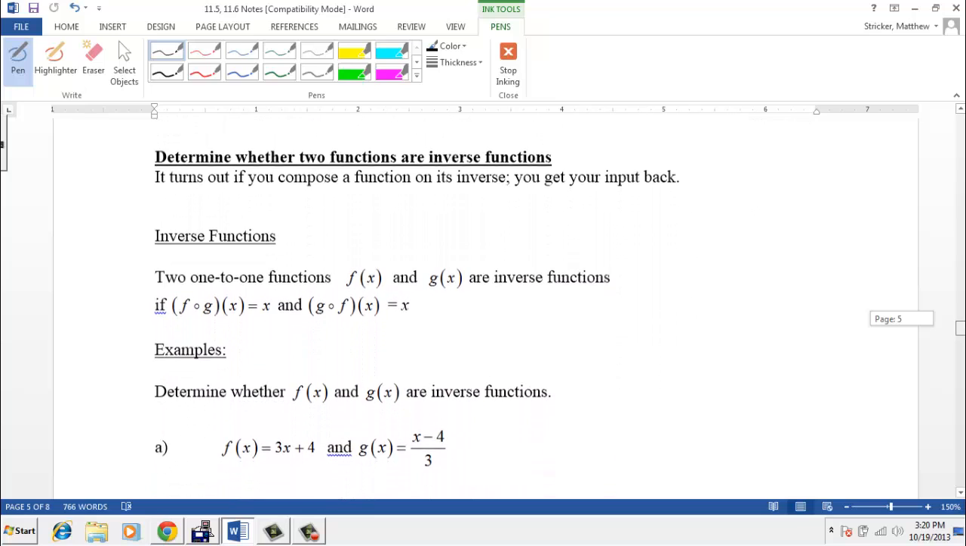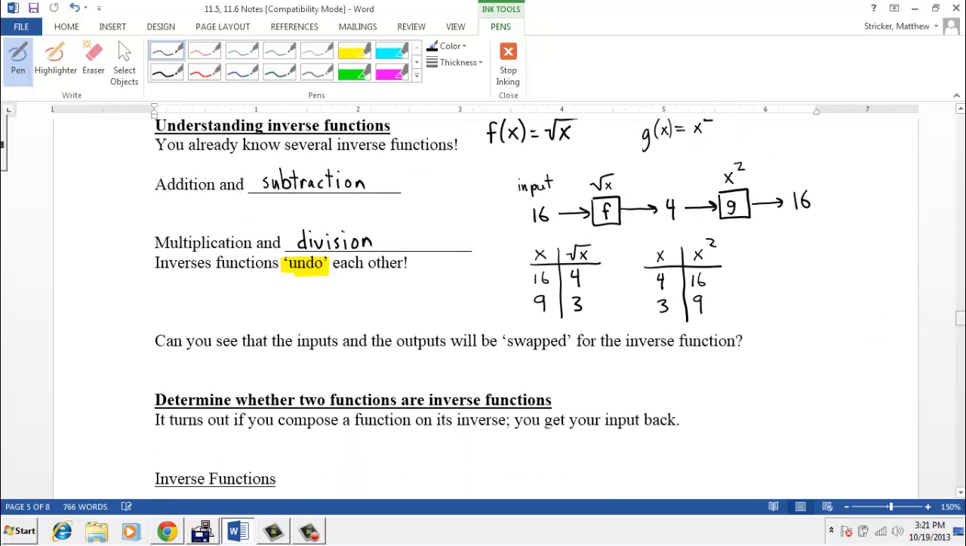So how can we tell whether two functions are inverse functions? It turns out that if you remember what we did last section where we were talking about taking the composition of two functions, if you compose a function with its inverse, you get your input back. And this should make sense just from the picture we talked about. If we first take our input and put it into the inside function f, and then we put it into the outside function g, we get back what we started with.